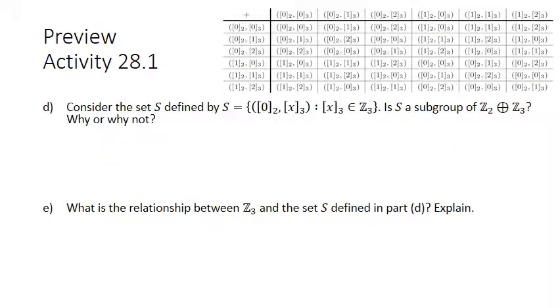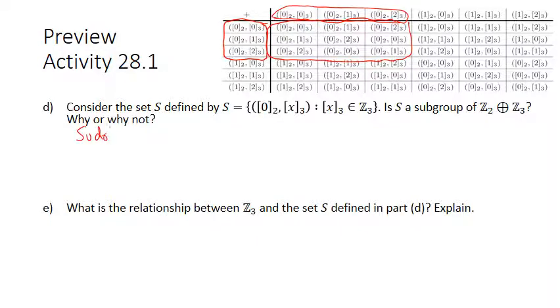Okay, so part D: consider the set S defined by S equals, okay, so this is all the ordered pairs where the first one is 0 and then the second one can be anything. Is S a subgroup of Z2 external direct product Z3, and why or why not? Let's find where these elements are in the row and column on the very left and the very top. So that's going to be these ones right here that I've circled. And if you look at their operation table, just that small part that corresponds to them, do we see the Sudoku effect in there? Is everything appearing exactly once in each row and column?